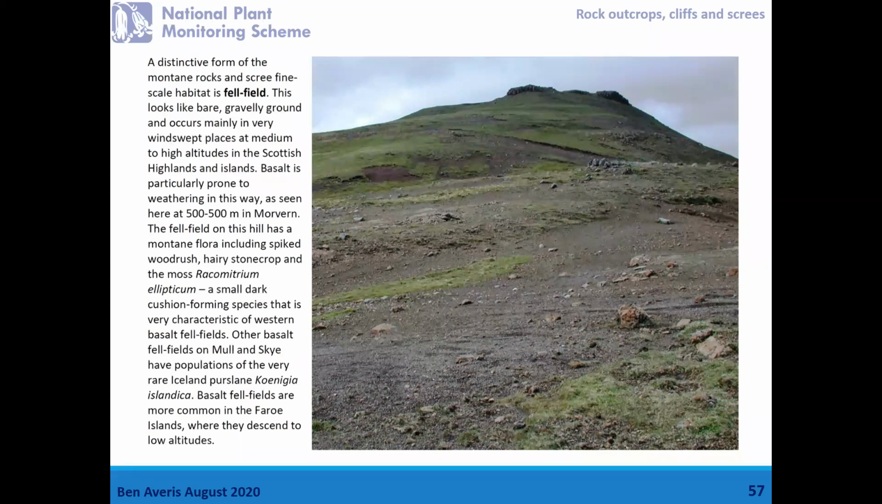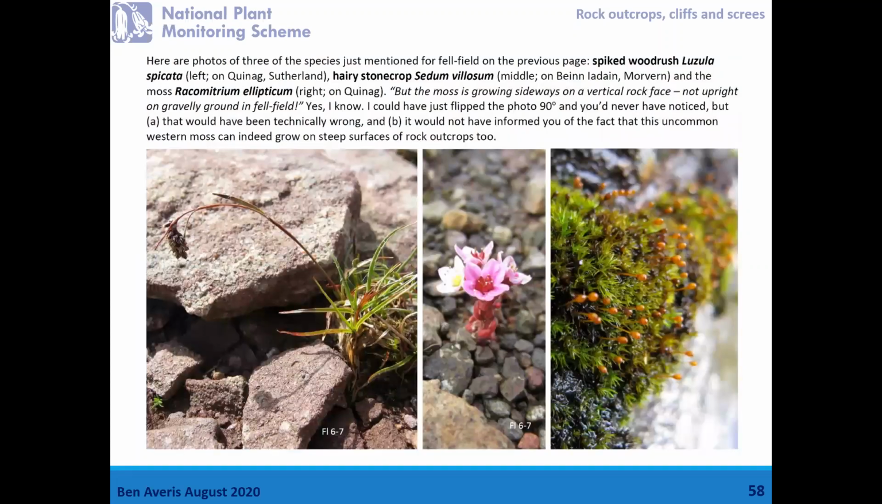The Iceland purslane, Koenigia, that's very much the habitat of that species, not at this site photographed here, which is on the mainland of the West Highlands, but there are a couple of sites, one in Skye and one in Mull, that have that very same habitat with tiny plants of Iceland purslane growing in it. And you get something similar in the Faroe Islands, and I think in Iceland as well. I've seen it in the Faroes, lots and lots of it. So it's a very particular kind of rock habitat and has its own flora as well. The next page has got some of the species that we find in the basalt fell fields of the West Highlands.